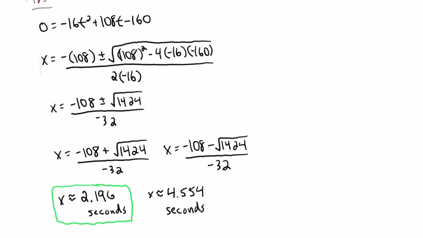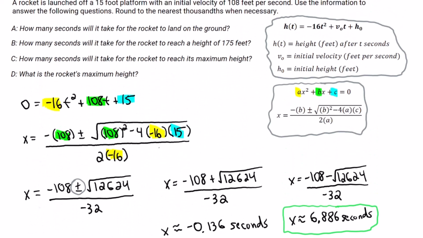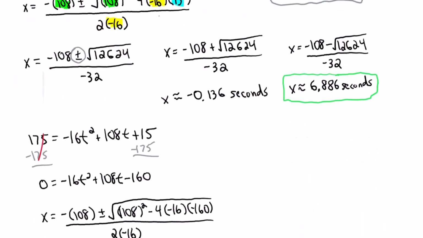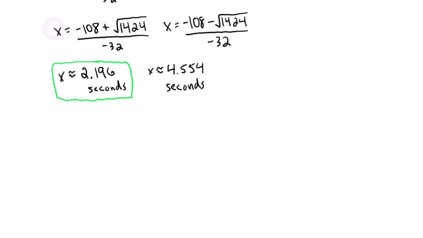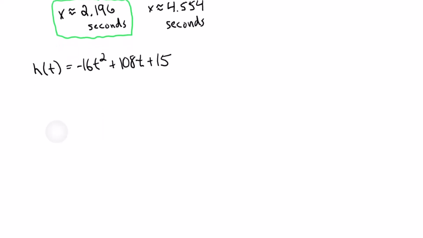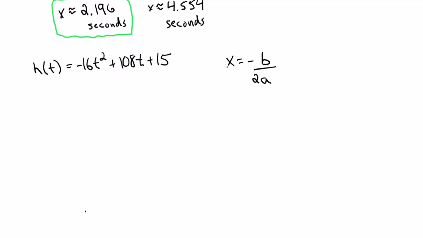Okay, and let's do part C now. It says, how many seconds will it take for the rocket to reach its maximum height? And that one we're going to almost do with part D. They sort of go together. So we need to figure out that maximum height. And I'm going to bring back my equation now. So here it is, h of t equals. And I'm going to bring in the formula for the axis of symmetry. That's x equals negative b over 2a.